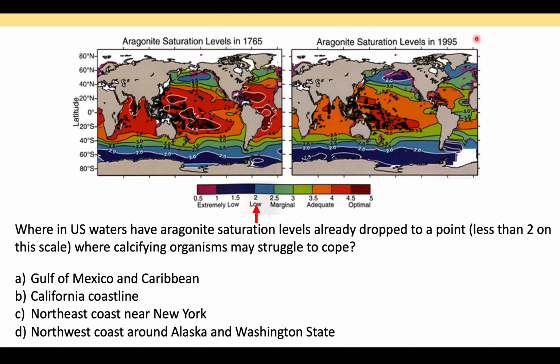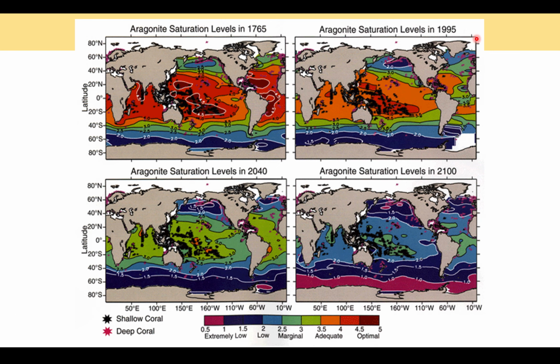So already in 1995, some of the waters around the United States are so acidic that organisms will struggle to live. Now if we extend this graph in time, here we have 1700s, here is 1995. If we then predict what the acidification will look like in 2040 and then all the way out to 2100, you can see that the blue colors on this graph, remember blue is where we need to start being worried about calcifying organisms, really expands.